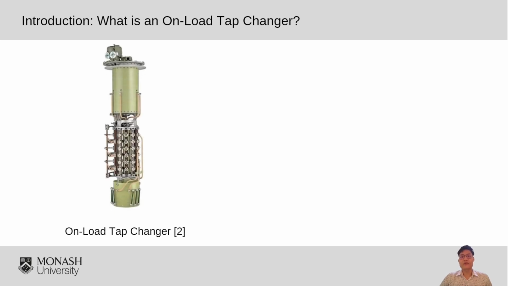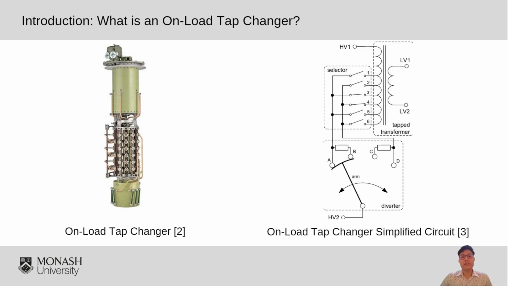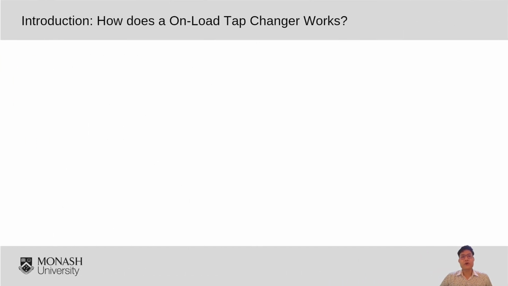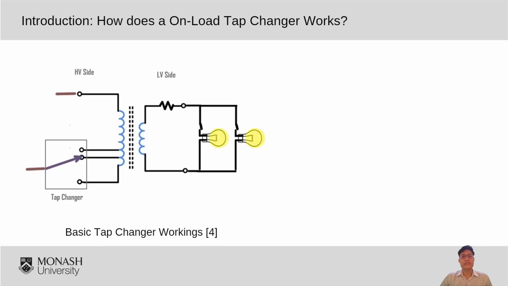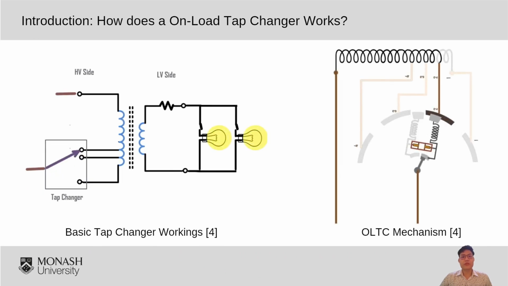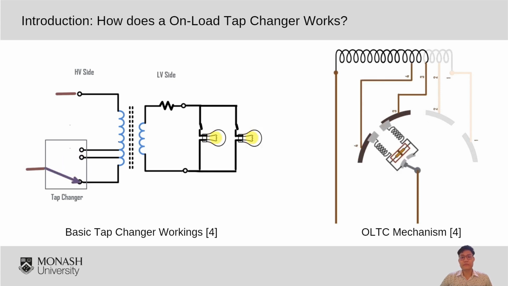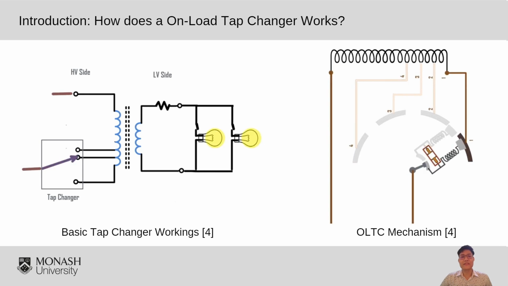OLTC is a key device used in transformers to adjust voltage levels without cutting off the power supply. In simpler terms, it acts like a dial that adjusts how much electricity flows, keeping everything balanced. Think of the OLTC like a dimmer switch for your lights. The OLTC switches between different taps or settings to bring the voltage back to the right level. Now, how do we know whether an OLTC is working? That is where the simulation comes in.